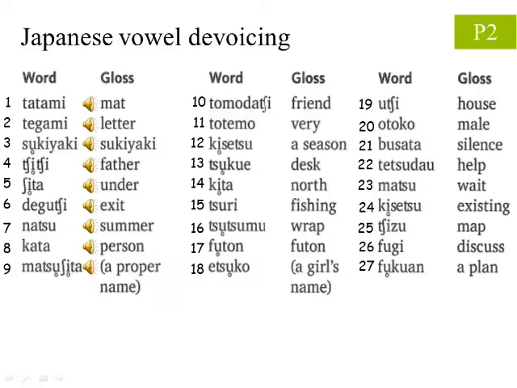Here are 27 Japanese words. We note that the little circles indicate voiceless vowels. The closed columns are their corresponding English meaning.